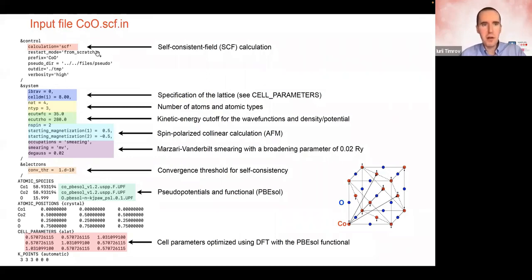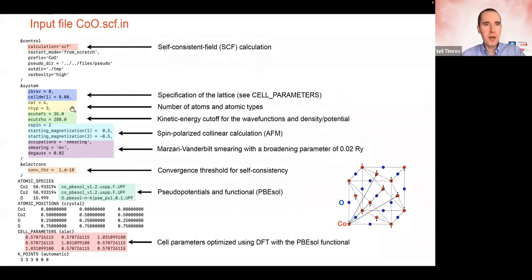This is the SCF calculation, so we say calculation equal scf. Here we set up the structure, ibrav 0, and the lattice parameter 8 Bohr. Since we use ibrav 0, we also need to set up the cell parameters below, in alat units, in units of the lattice parameter. These are the cell parameters which were already optimized using the PBEsol functional.